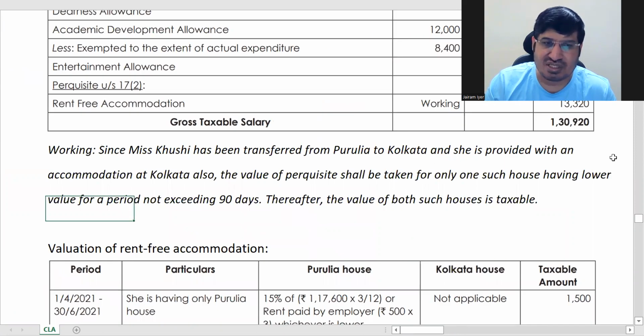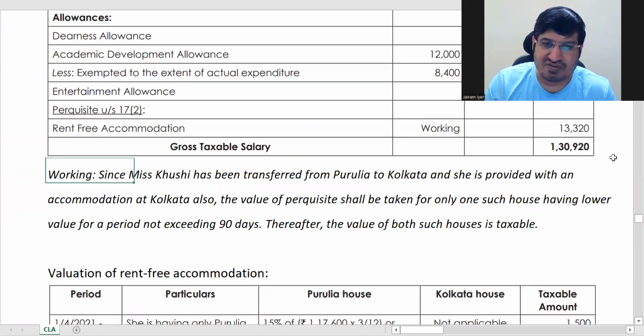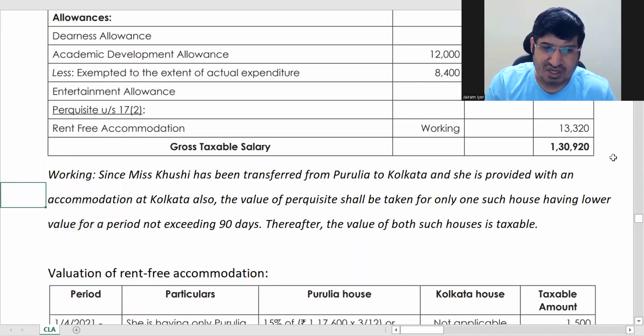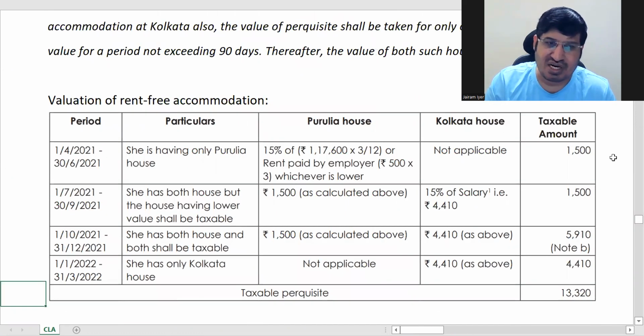So now this says that for a period of 3 months, only the lower value will be taxable, the lower of the two. So let's compute the value of rent-free accommodation. It has to be done date-wise now. So here now, she was in Purulia.